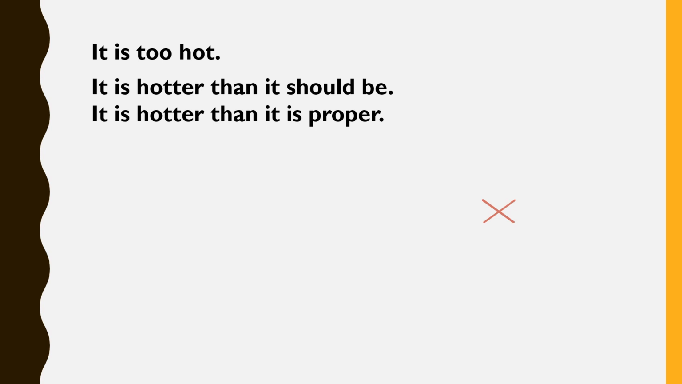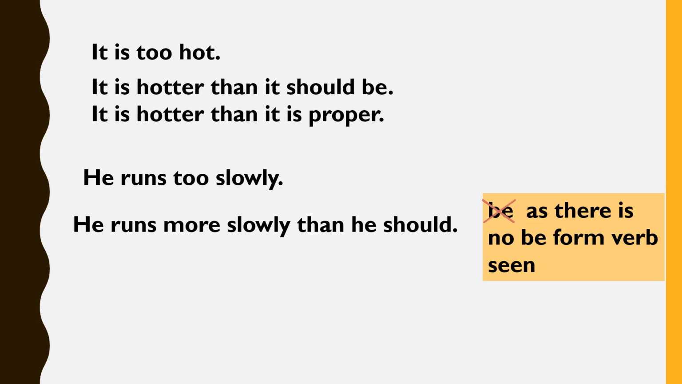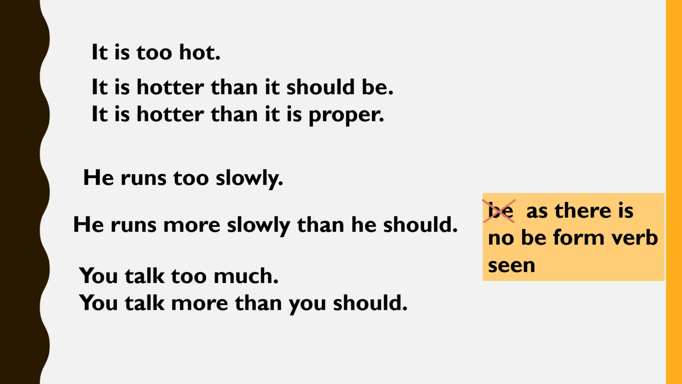Let's take another example. He runs too slowly. After removing the adverb too, our sentence will be, he runs more slowly than he should. Now look here. We did not add the word be as there is no be form of verb seen in the sentence. We stopped at should. We only use be in the end when there is a be form of verb already in the sentence. Similarly, we'll take another example. You talk too much. There is no be form of verb seen here. So our sentence is, you talk more than you should.